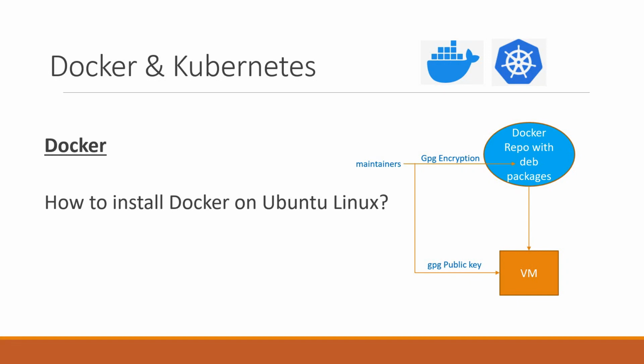In this video, we will see how to install Docker on Ubuntu Linux. Before installing Docker, let us understand a few things. To install Docker on a virtual machine with the Ubuntu operating system, we have to download the corresponding Debian packages from the remote repository. This remote repository is maintained by the Docker maintainers.